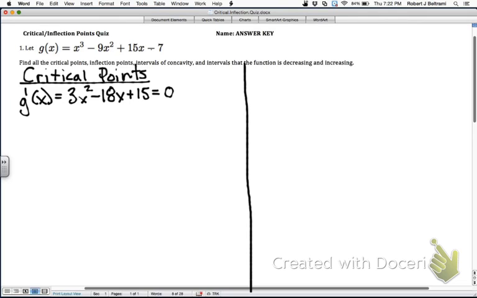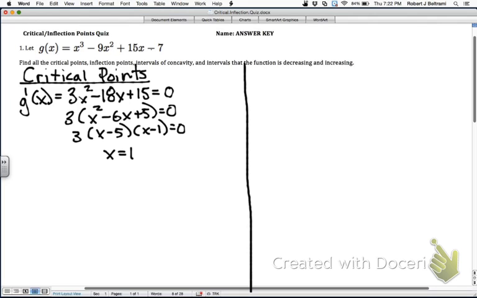So in order to start solving this, we're going to factor out a 3. We had x squared minus 6x plus 5 equals 0. We'll factor. That tells us that our critical points, we have x equals 1 and x equals 5. That's our first part.